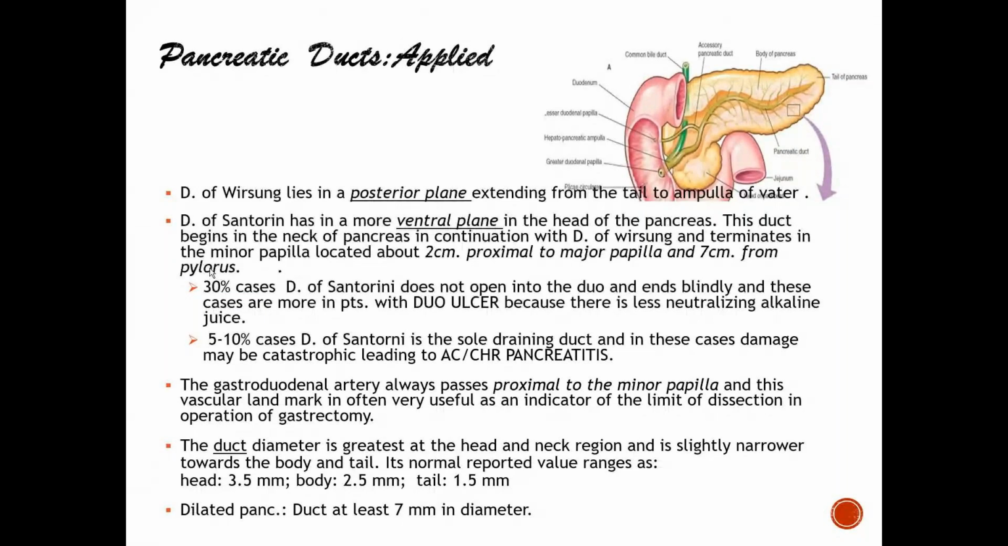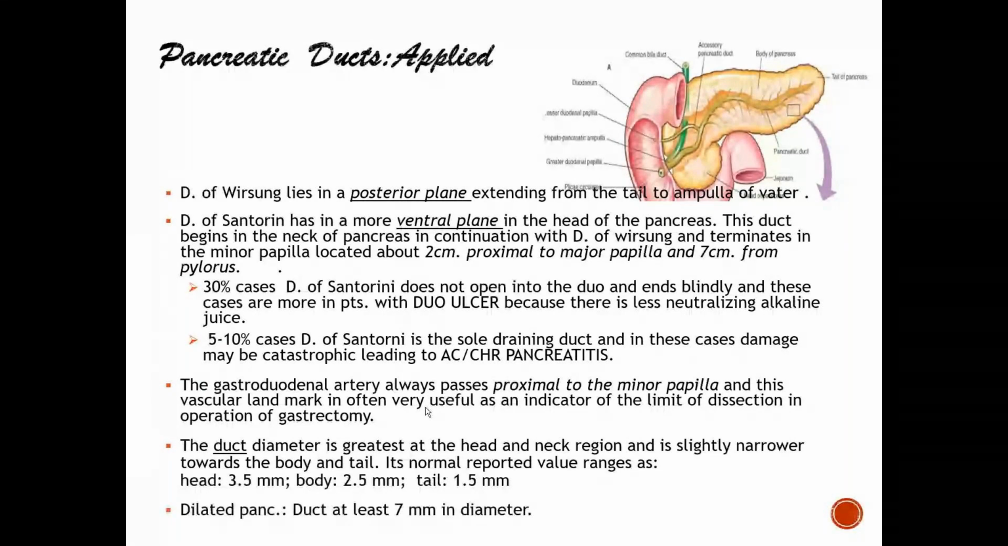Now, another landmark for the minor papillae, especially when you're going in for laparoscopic surgery or doing open surgery, is identifying the gastroduodenal artery. The gastroduodenal artery always passes proximal to the minor papillae. This vascular landmark is very, very useful when you're doing a distal partial gastrectomy and you have to transect the first part of the duodenum. In these instances, you have to identify where the gastroduodenal artery is lying.